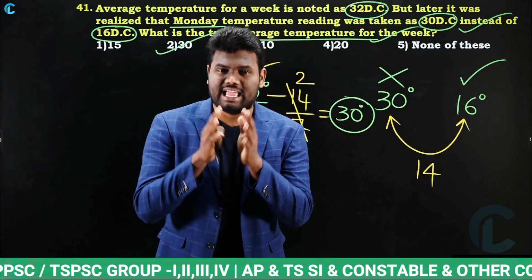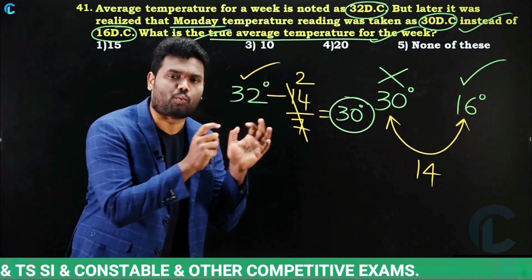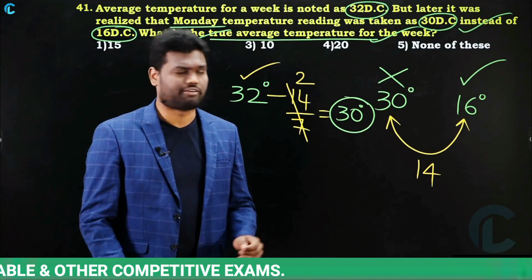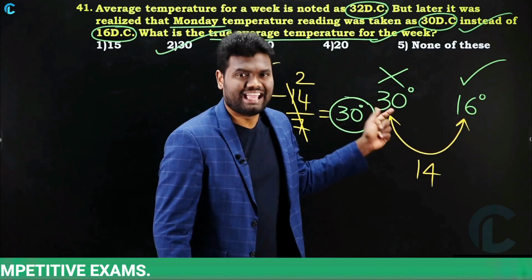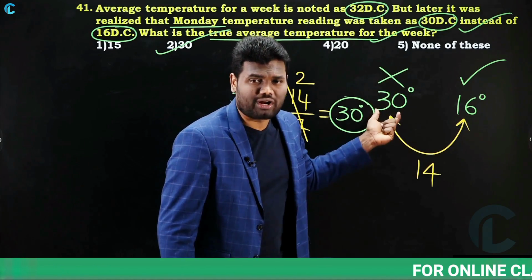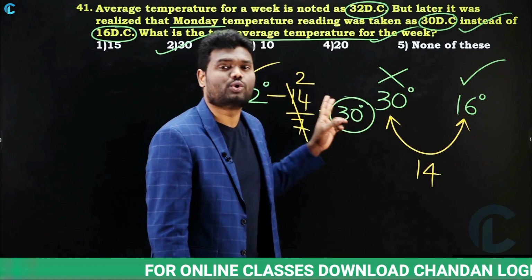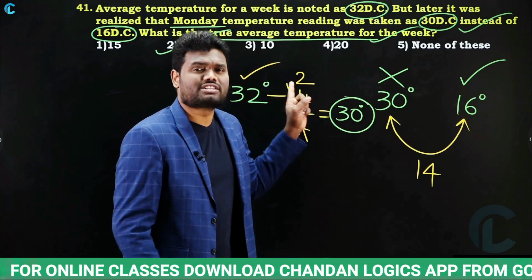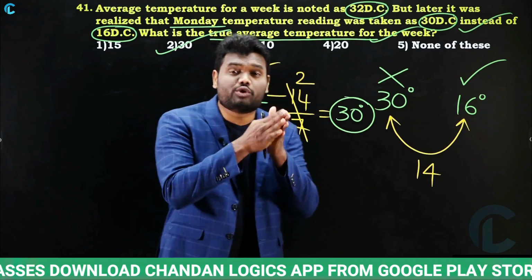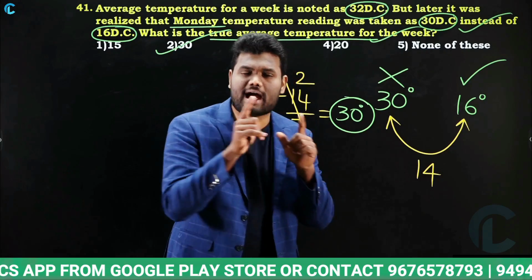Very simple questions. Whenever you have questions based upon an error value, take the difference. That's it. If the wrong value is more, then you need to subtract. If the wrong value is less, then you need to add. But don't forget, while subtracting or adding, you need to distribute the difference. Similarly, you distribute and then add.